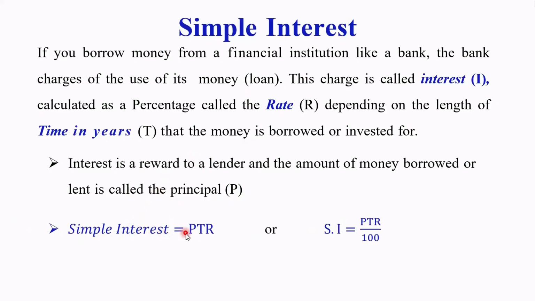So here is the formula. We are saying that simple interest equals PTR. Simply, this is principal multiplied by time multiplied by rate. Or somebody can say that simple interest equals PTR divided by 100, which is the same as saying that simple interest equals the principal multiplied by T, which is time, and then multiplied by R, the whole of it divided by 100.